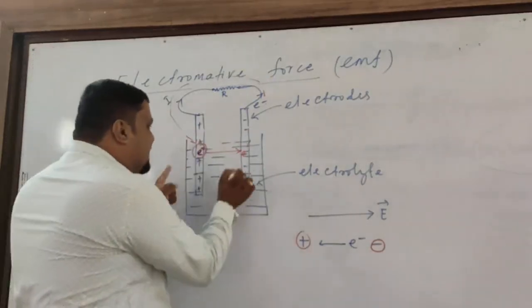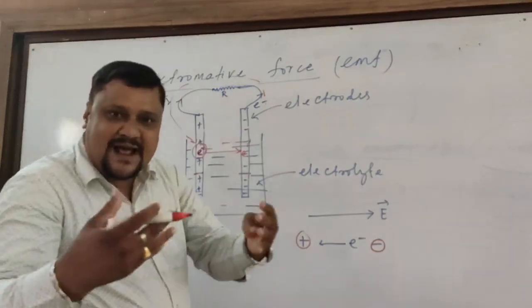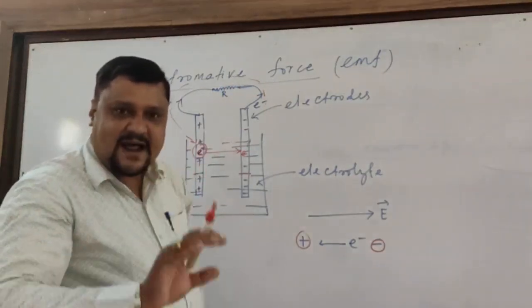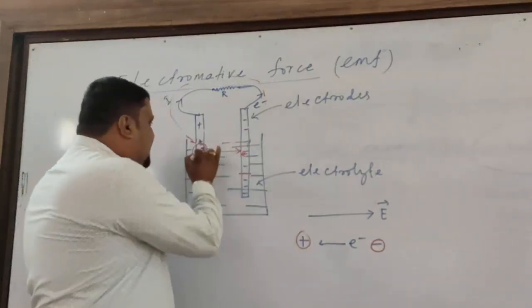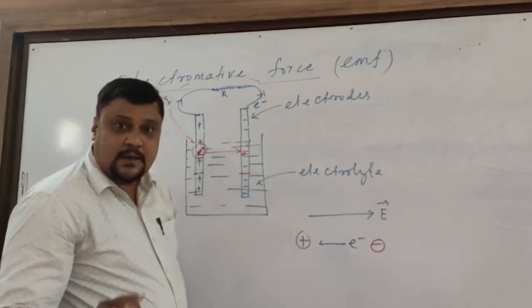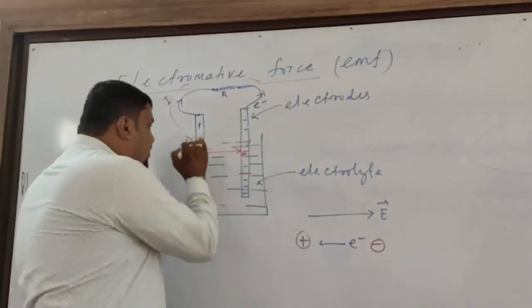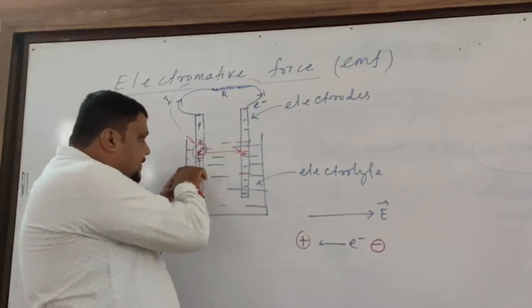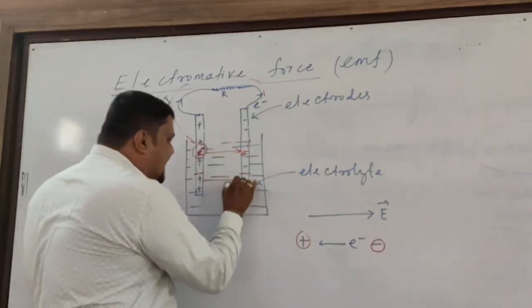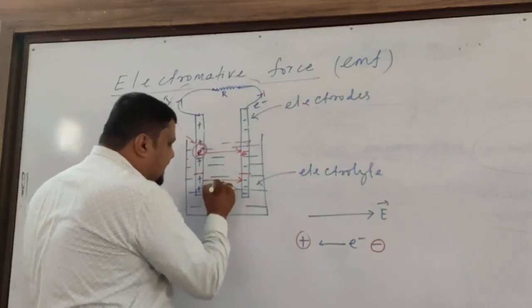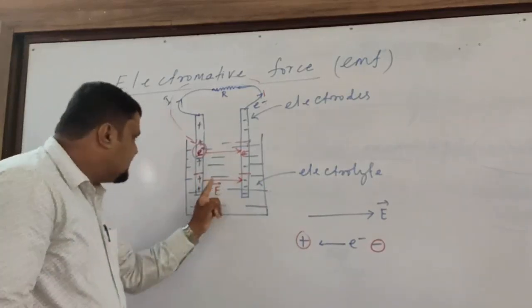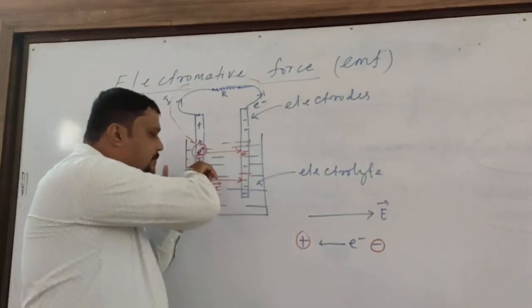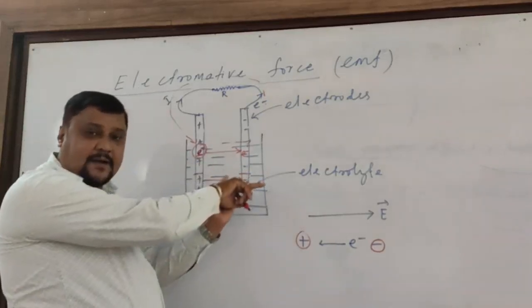So, it means what? There are some chemical reactions, of course, and that energy. The electron gets that much energy, which overcomes the electric field. In which direction is the electric field? If you say the electric field is from positive to negative, but the electron is moving along the direction of the electric field.